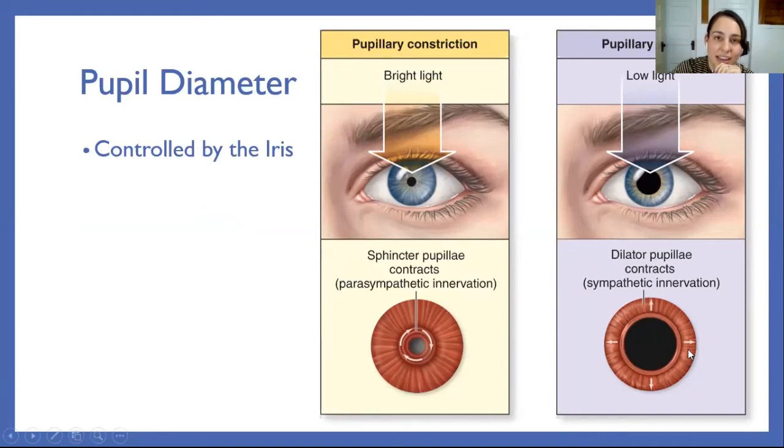Now, on the other hand, if you're in the dark, you want to bring in as much light as you possibly can. So those eyes, pupils have become dilated and become very large to let as much light in as possible.